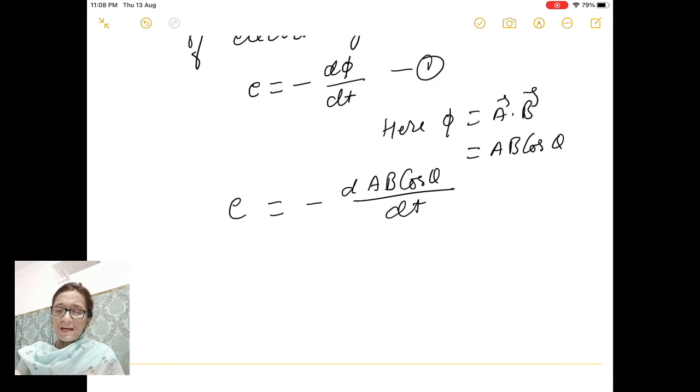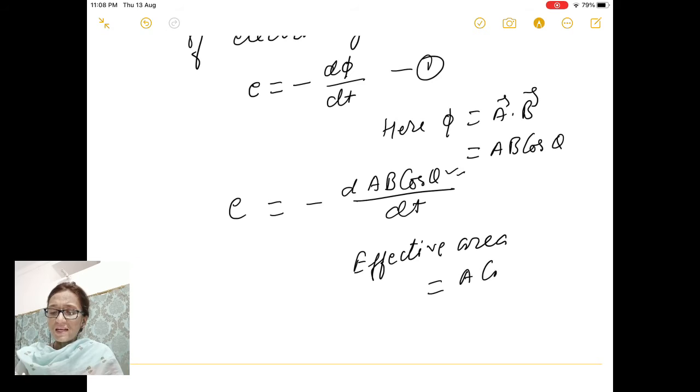Here your area is a constant, coil area is not going to change, magnetic field also is a constant, so only varying quantity is cos theta, and actually the effective area through which flux passes, it varies. Effective area is given by A cos theta. This effective area varies.